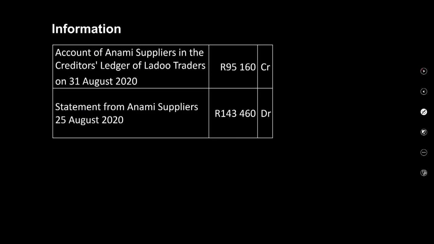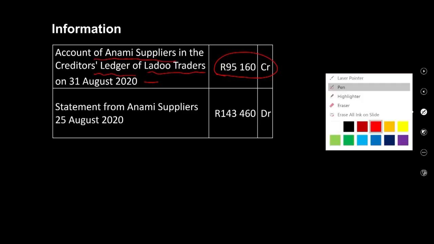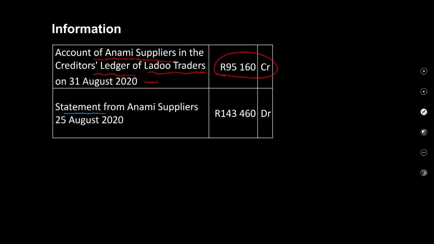It says here, the account of Anami suppliers, that's our creditor, in our creditors ledger, we are Laddu Traders. On the 31st of August, according to our records, we are owing them an amount of 95,160 credit, indicating it's a creditor. However, if you look at their records, what are they saying? The statement from Anami suppliers on the 25th of August 2020 says that we owe them an amount of 143,460, but notice it shows you a debit balance.